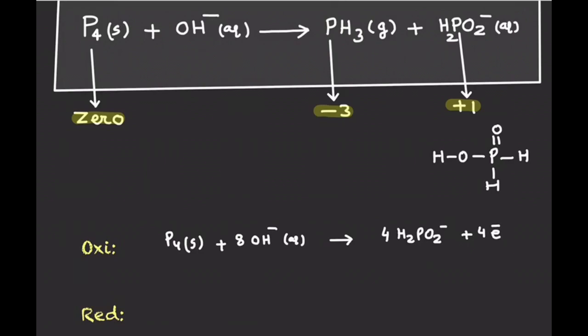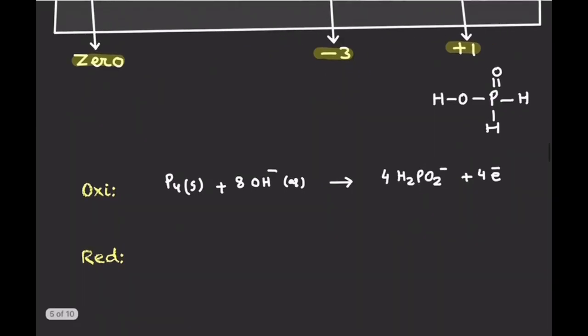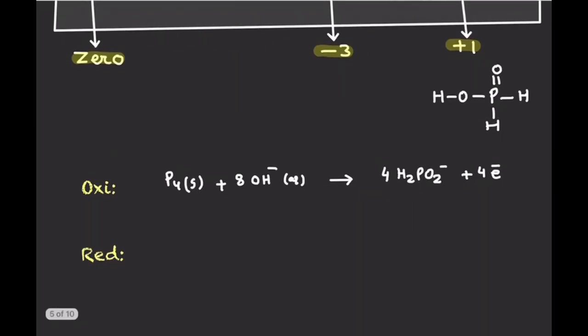So this is the balanced half cell reaction in which 4 electrons are participating. Now we'll balance the reduction reaction. In the reduction reaction, the P4 molecule is converted into phosphine gas. In phosphine gas, phosphorus is in the -3 oxidation state. First we balance the phosphorus atoms on both sides.